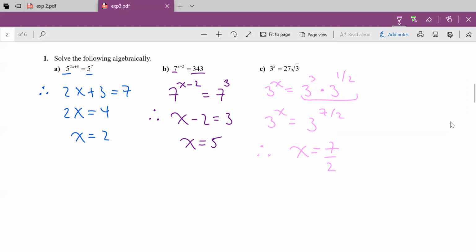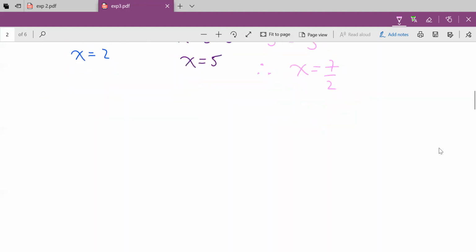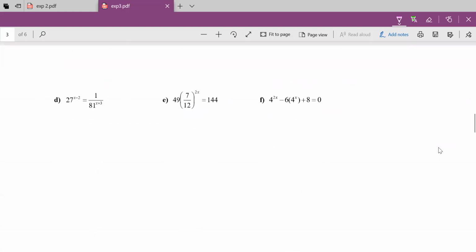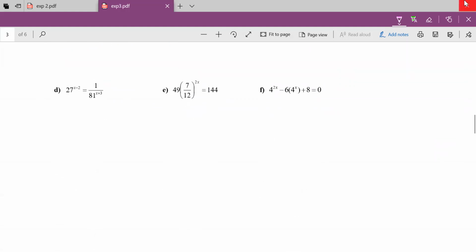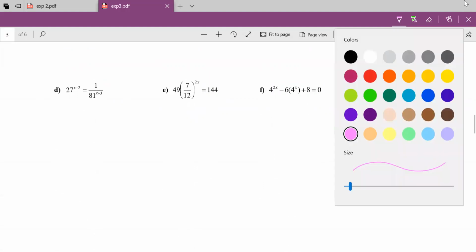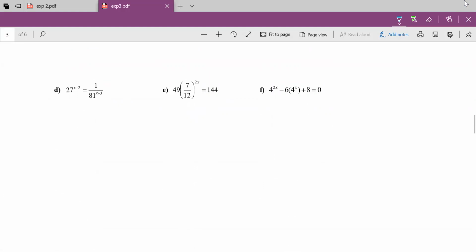Okay, now we're just going to take it up a tiny notch and let's look at a couple more. Okay, D, E, and F, these are kind of the level that I'm expecting to get on a test. Why do I say that? Well, because of this. My base isn't as obvious to me.